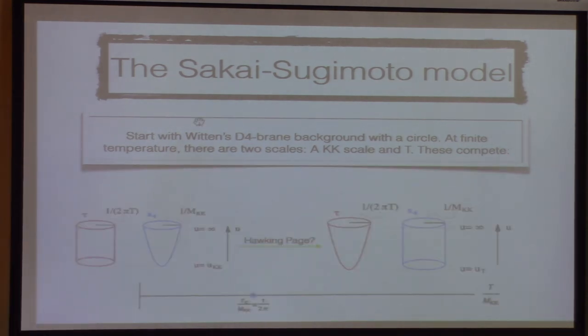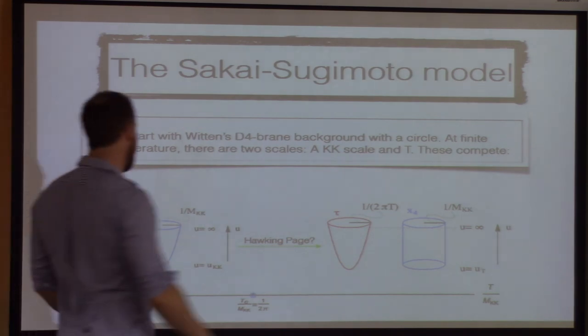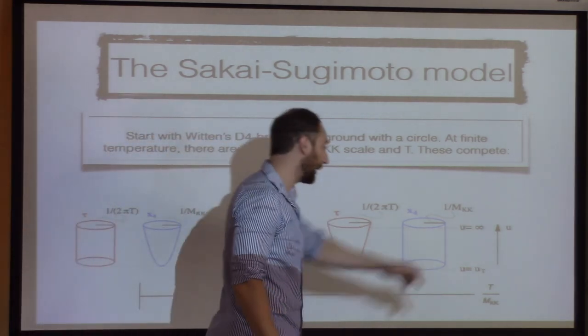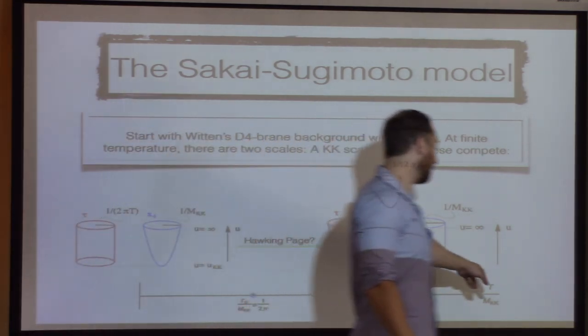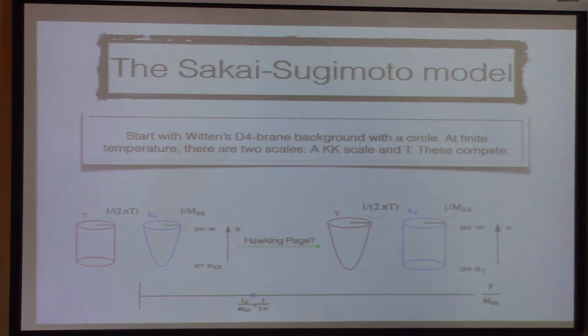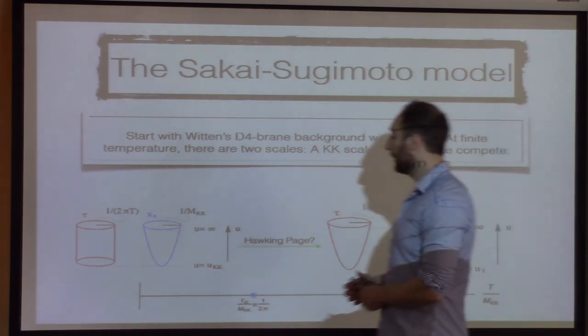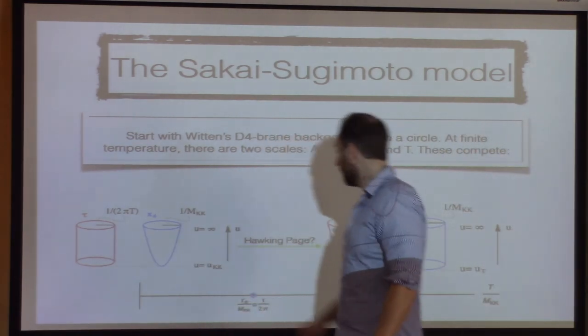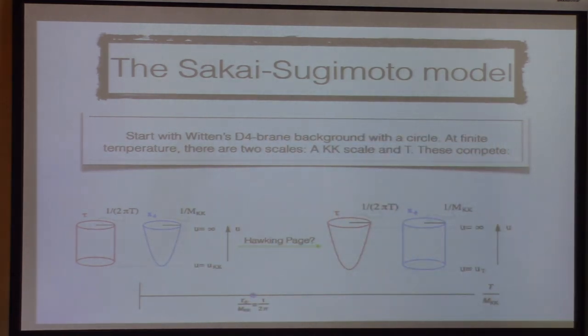And these two compete. So in fact, there's a phase transition here. So if we look simply in the temperature direction, so there's two scales, there's now a temperature scale and a Kaluza-Klein scale. There's a competition between the two, and there's a Hawking-Page phase transition between thermal ADS at low temperature and ADS Schwarzschild at high temperature.